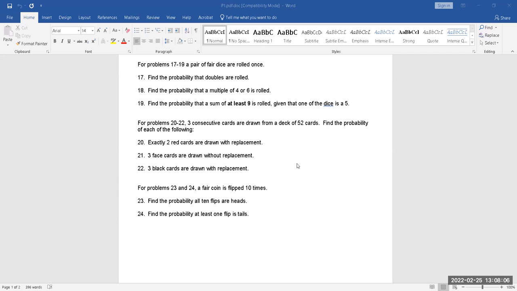So I'm going to roll the dice and I want to know what's the probability that the sum is at least a 9. So let's look at the picture. A sum of at least 9 would be 9 or 10 or 11 or 12. So what I'm going to do is I'm going to box off that portion.